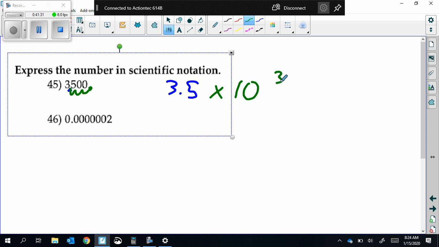It's going to have a 3. Last thing to think is, is that a +3 or a -3? Negative exponents are decimals. Negative exponents are small numbers. This was not a decimal. This was a big number, so that's correct. It's a positive exponent.